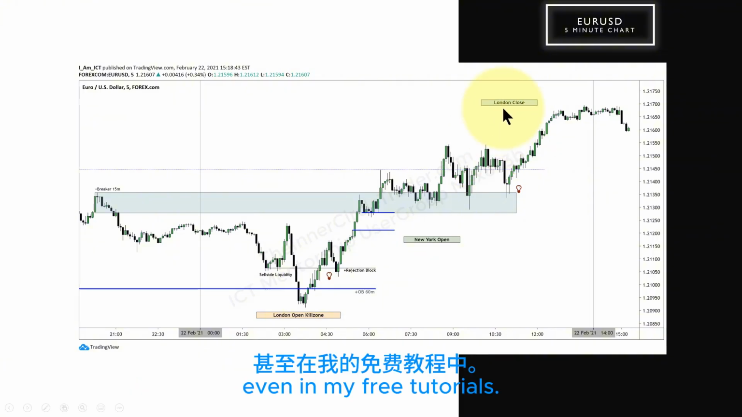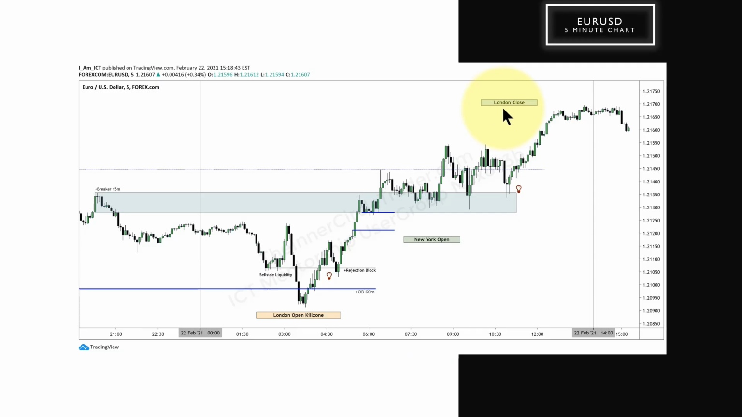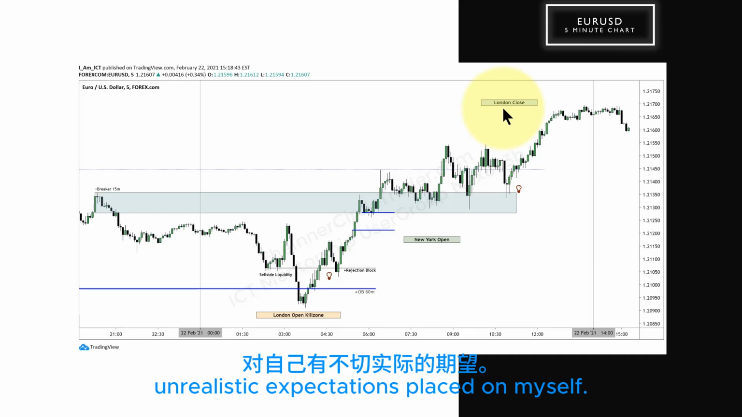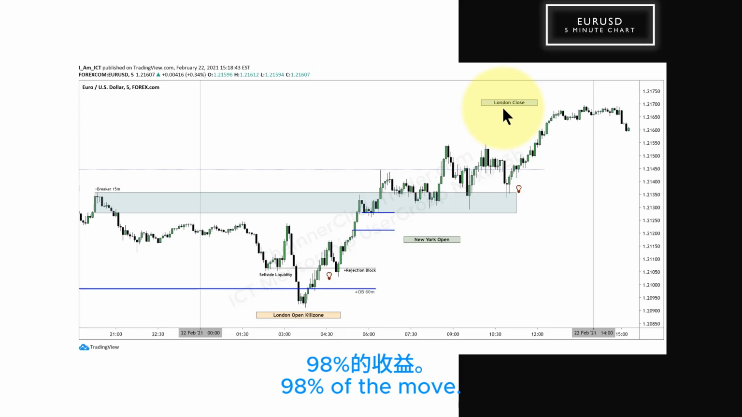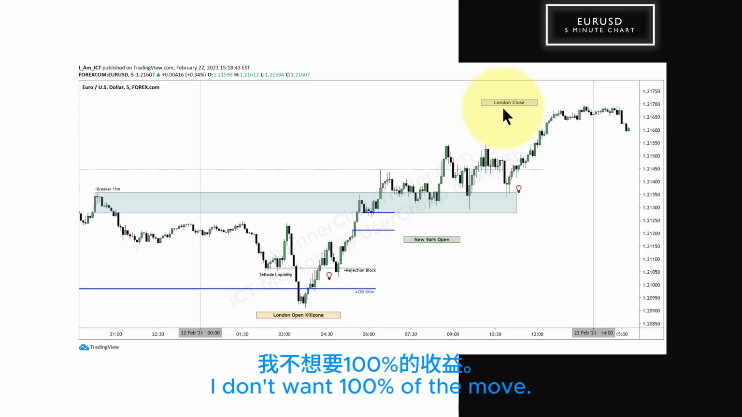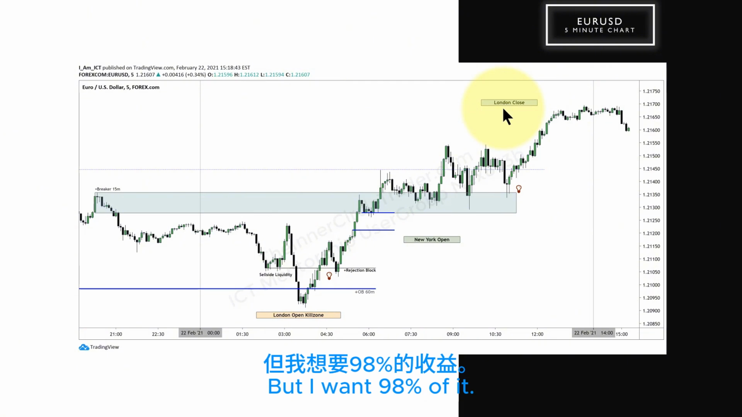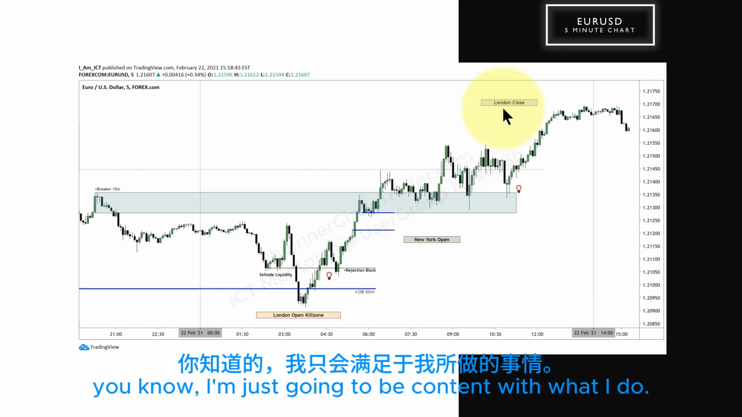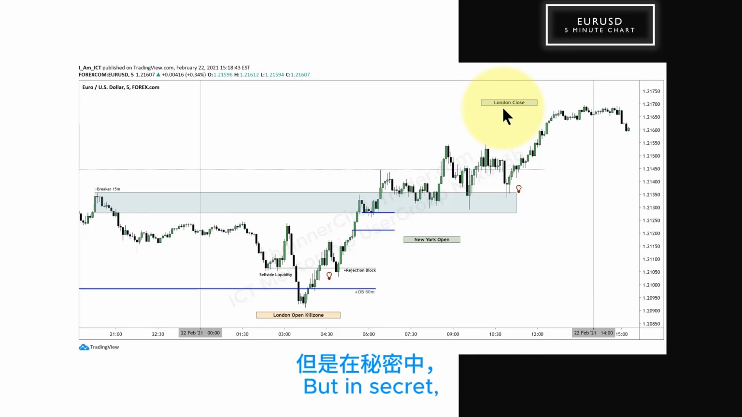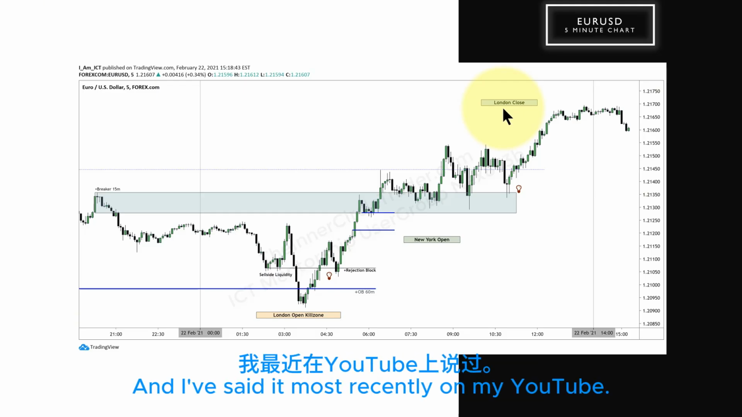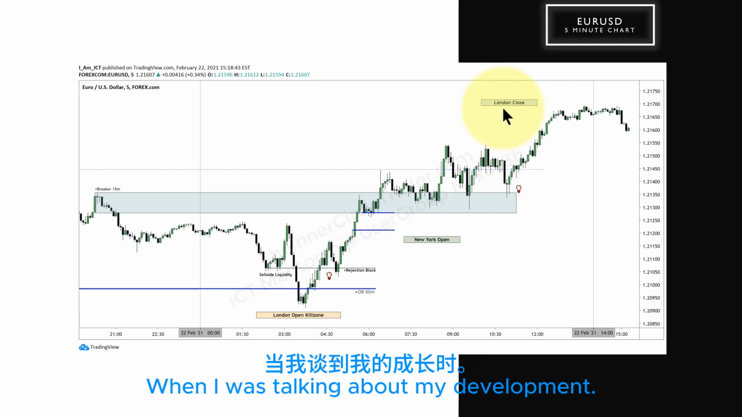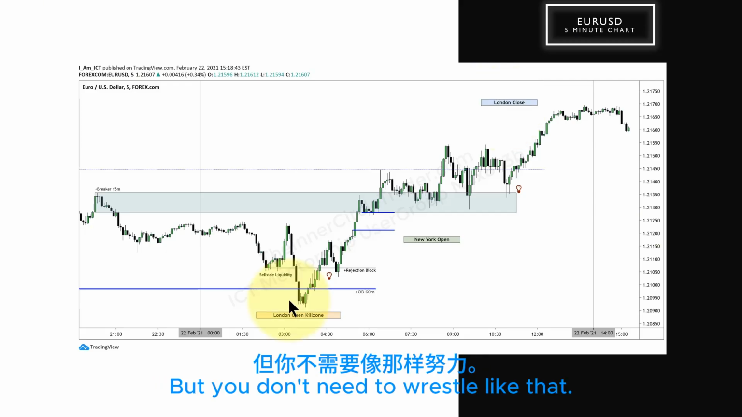And I've already said this even in my free tutorials. I'm okay with leaving that. I'm just not happy as a trader because I have a lot of unrealistic expectations placed on myself, where I want to have 98% of the move. I don't want 100% of the move, but I want 98% of it. And sometimes I admit, say, I'm just going to be content with what I do. But in secret, I'm never really satisfied. And I've said this in other videos, and I said it most recently on my YouTube when I was talking about my development. But you don't need to wrestle like that.